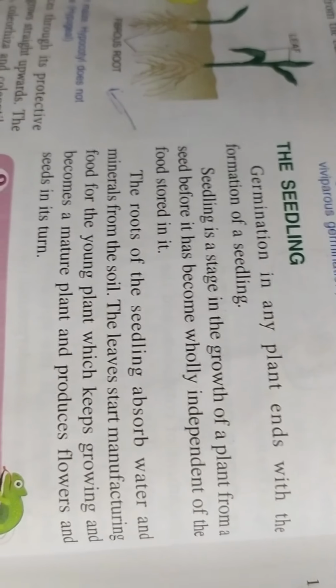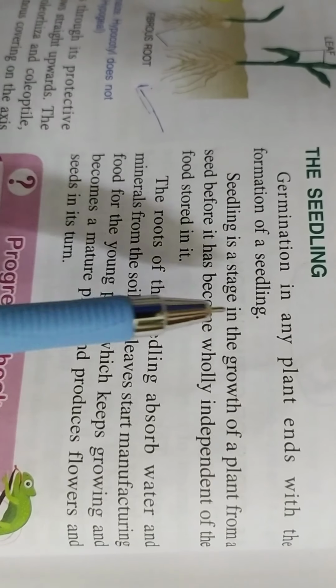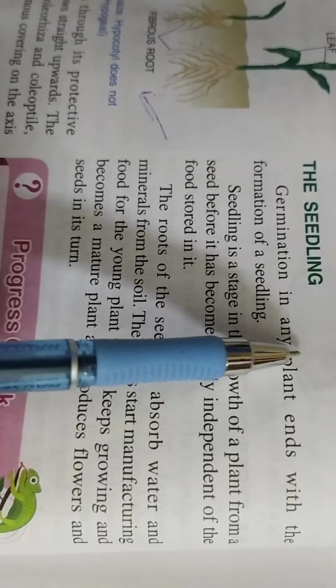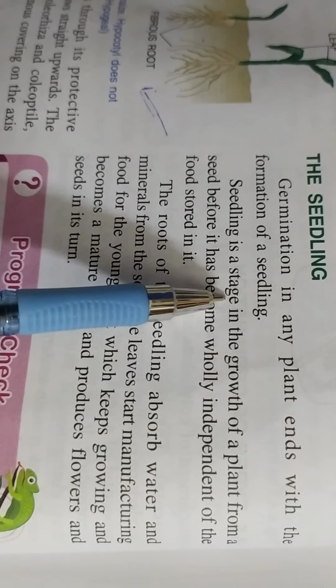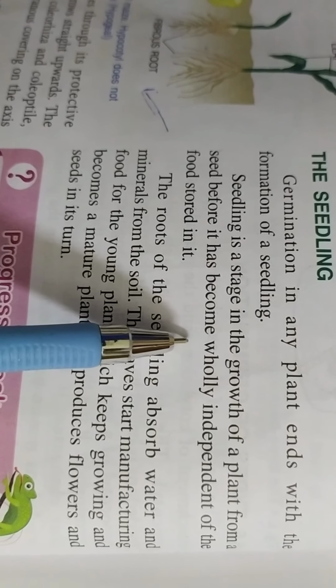Okay, your last topic is the seedling. So he says that germination ends when the seedling has come out. That is the end of the germination. Now the seedling is an independent plant.